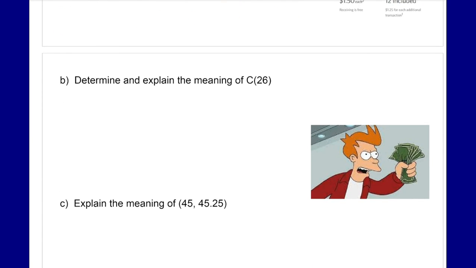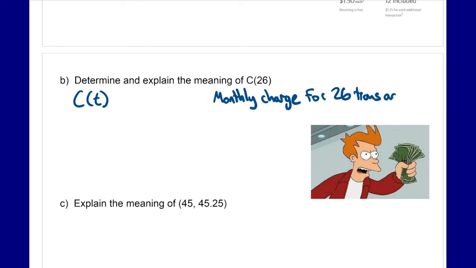For B, determine and explain the meaning of C at 26. Well, this here is basically a filled in version of C at t. So this is basically going to tell us the monthly cost, the monthly charge for 26 transactions. So we've used this account, we've done 26 transactions. What is the monthly charge?